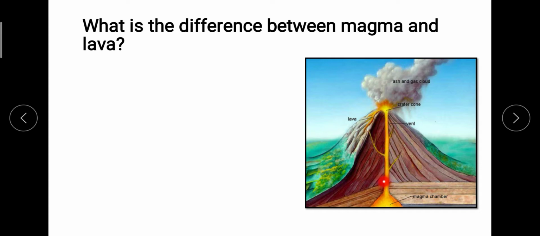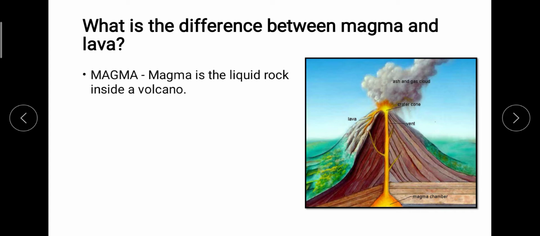The structure would be the vent, but specifically we are referring to the material. So it is the same thing. It is the name of the same particular material. We can call it lava, we can call it magma. But when are we going to call it that way?